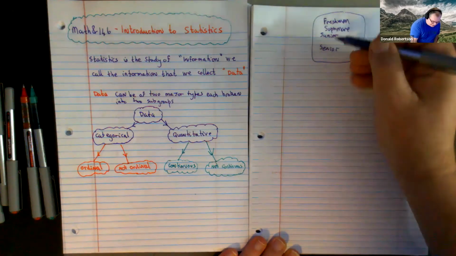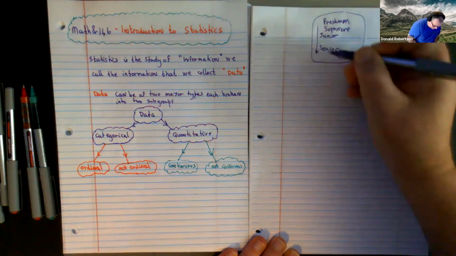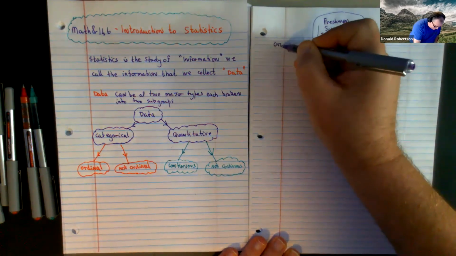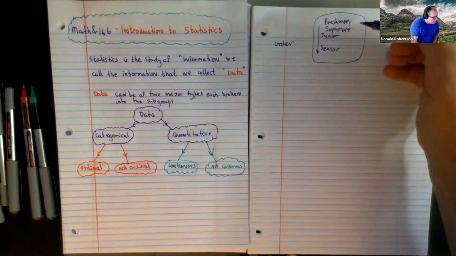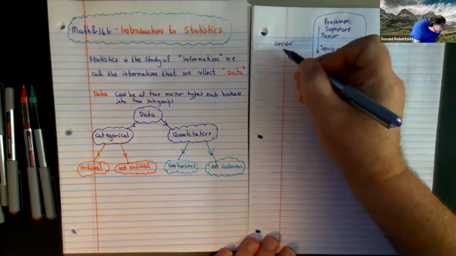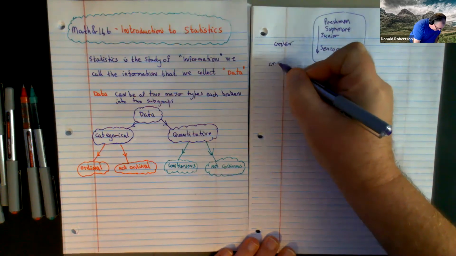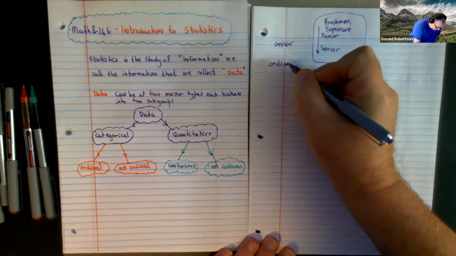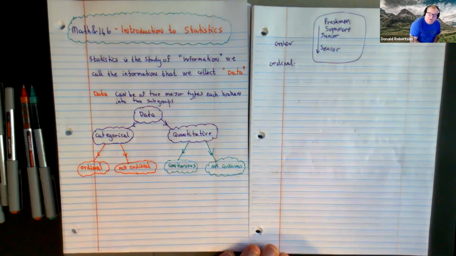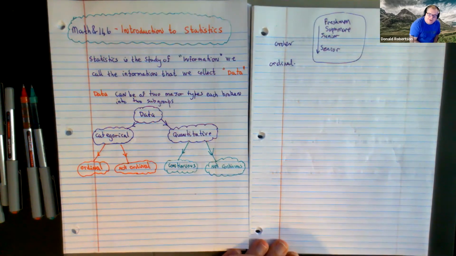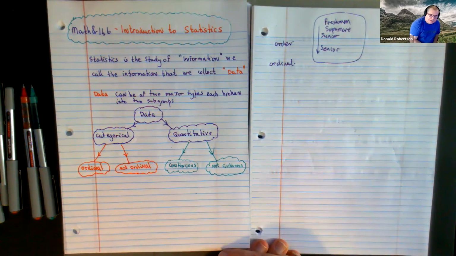So this has a natural order to it. Would you agree? 1, 2, 3, 4. And when it's got an order to it, we call that kind of data ordinal. Okay, let's think of some other data that could be ordinal.